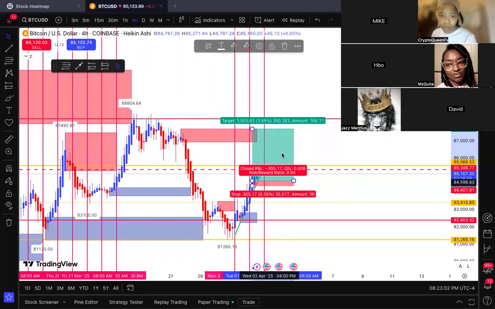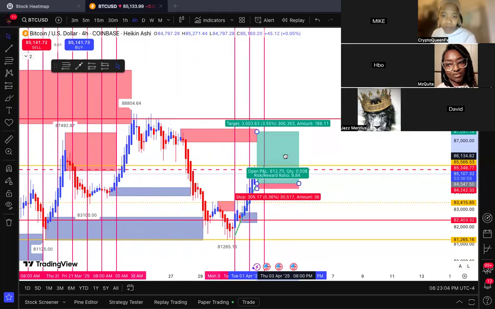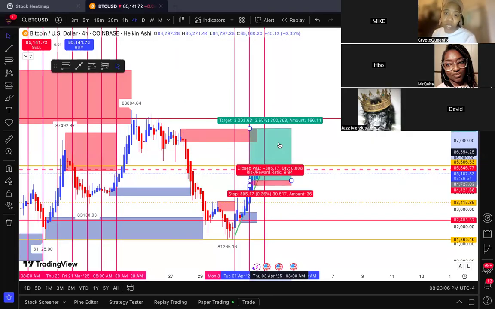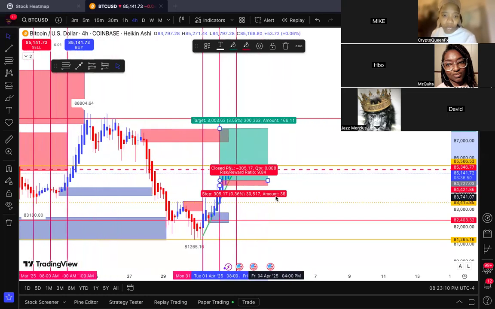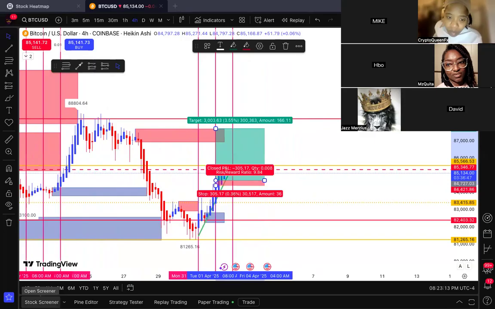But you're gonna have some pullback. It might pull back further than this, but wait till New York session. Wait till that 8 o'clock session and let it pull back.